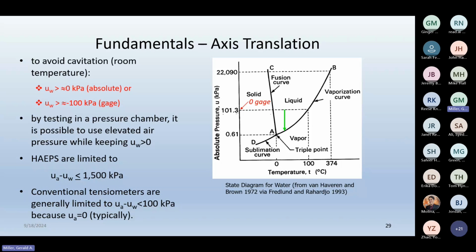So to get around that, we keep the water pressure at a constant value at 0 or above, because it won't cavitate, and we increase UA. So we can get a much larger matrix suction without causing cavitation of the water phase. Make sense?